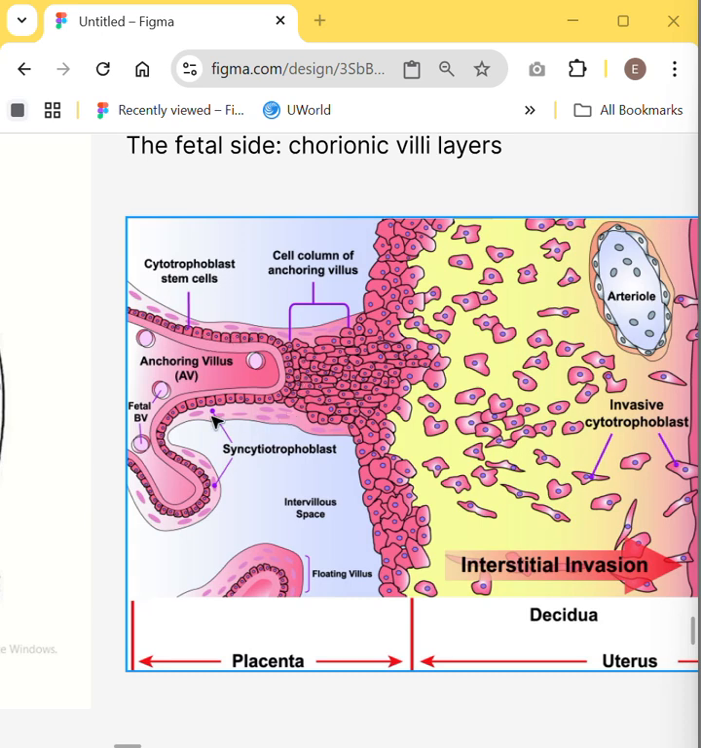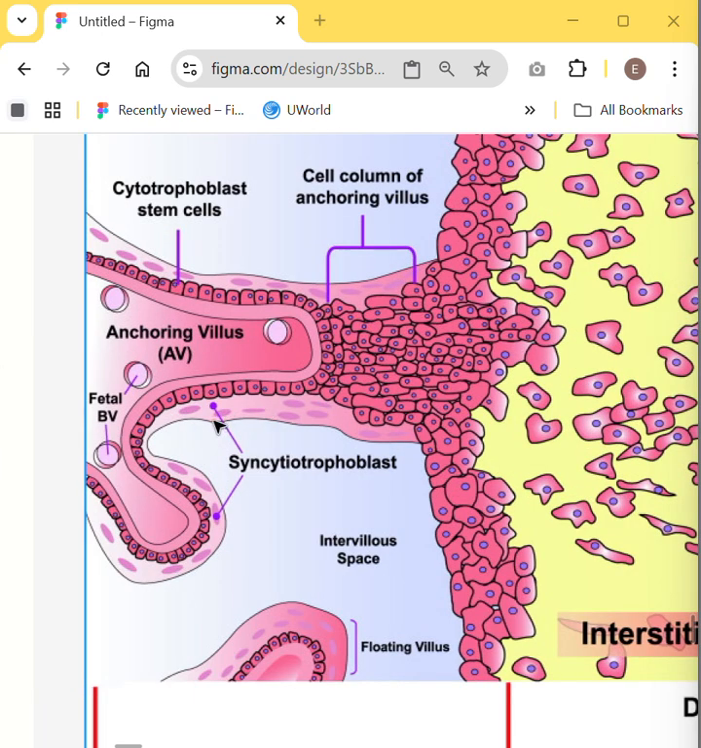But then you have the syncytiotrophoblast, which is outside. The syncytiotrophoblast is the outer layer. It touches the maternal blood directly and it secretes hormones. It secretes the HCG. It is invading the maternal endometrium, and which part of the endometrium? We're invading the decidua basalis, the villi is attaching here, and that is happening to establish the placenta.